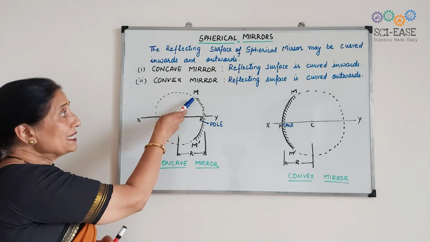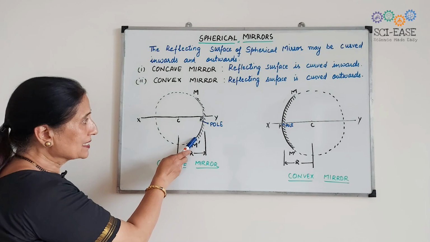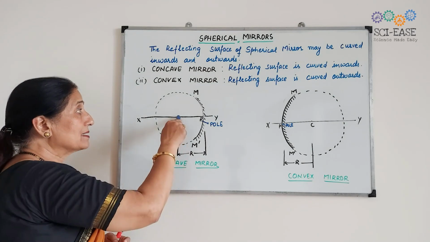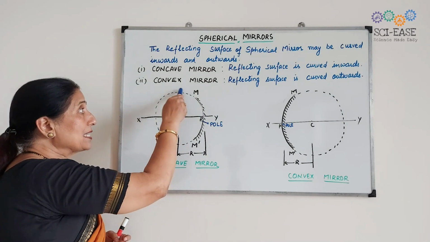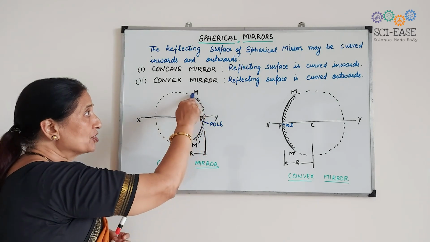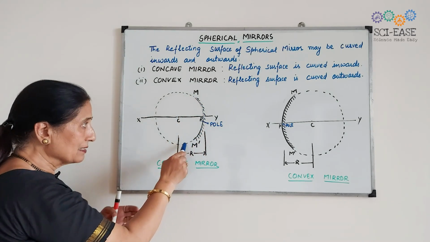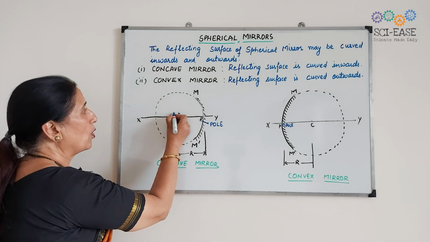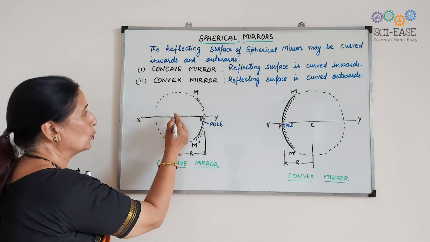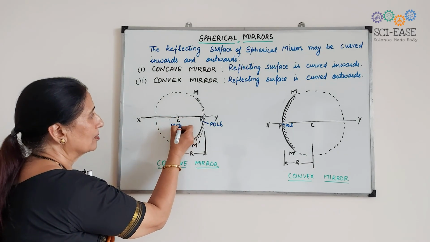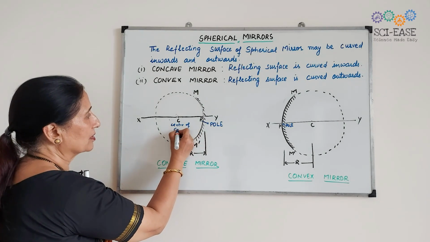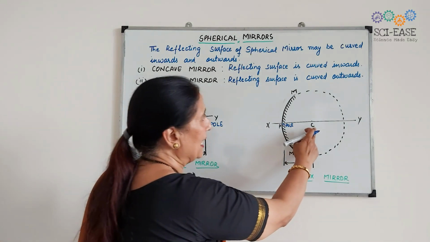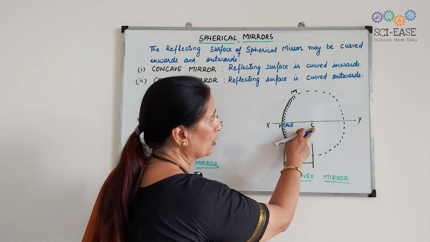Now you know this reflecting surface is part of a sphere. And the center of this sphere, of which the reflecting surface forms a part, is known as the center of curvature. And it is denoted by C. And here, this is the center of curvature of the convex mirror.